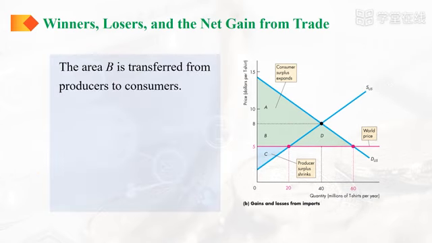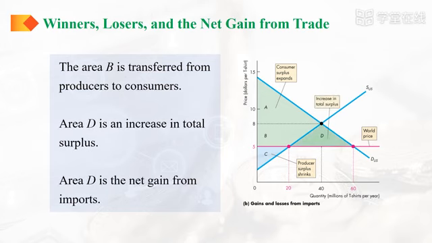Part of the gain in consumer surplus, the area B, is a loss of producer surplus, a redistribution of total surplus, but the other part of the increase in consumer surplus, the area D, is a net gain. This increase in total surplus results from the lower price and increased purchases, and is the gain from imports.